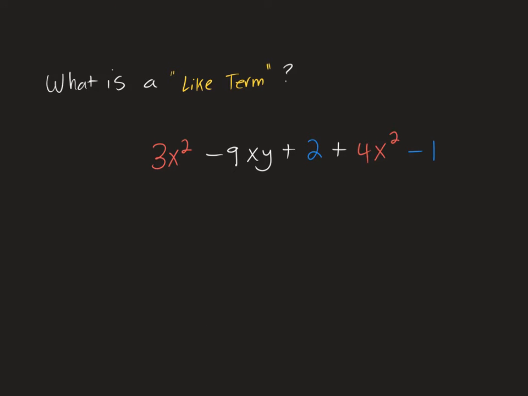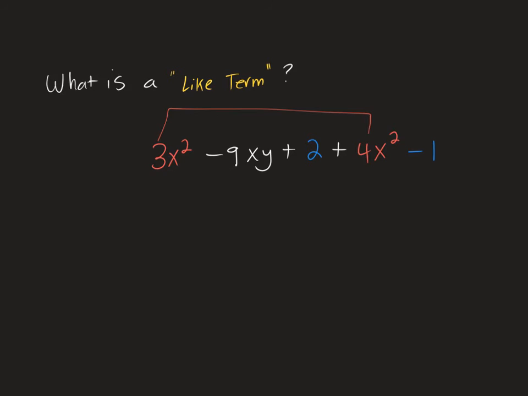What is a like term? So eventually you're going to be asked to combine like terms, and it's really important that you know how to do that. So a like term just means it has the same variable and the same exponent. So here we see that the red things have the same x value, and they also have a little power of 2. While this has an x, it also has a y, and it doesn't have a power of 2. So we can see that these two things, this 3x squared and this 4x squared, they're like terms.